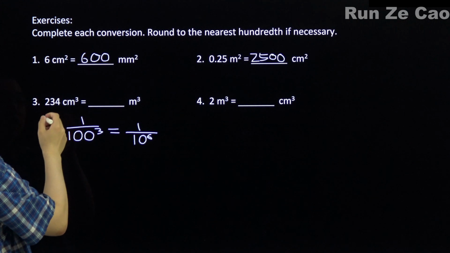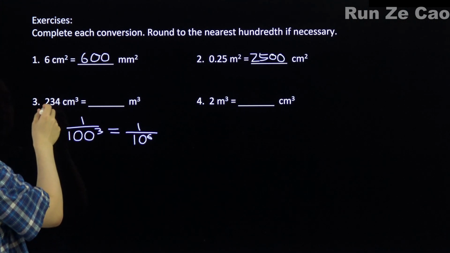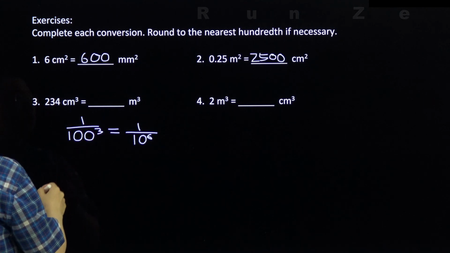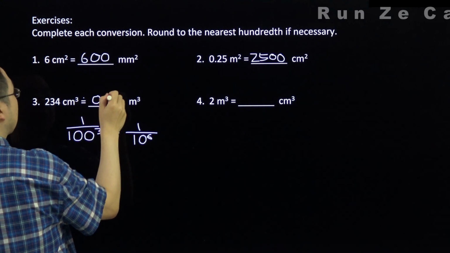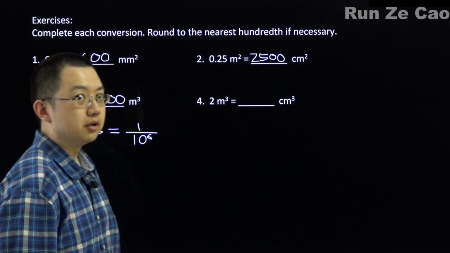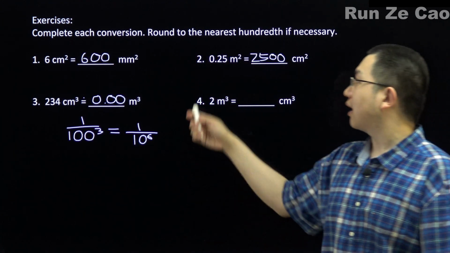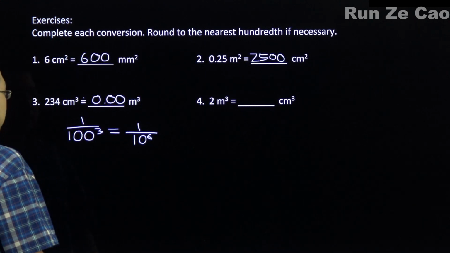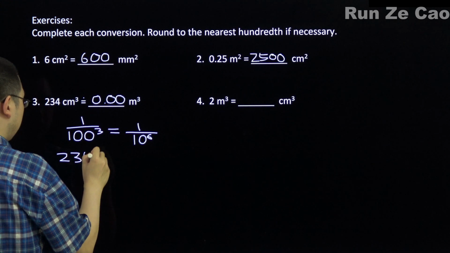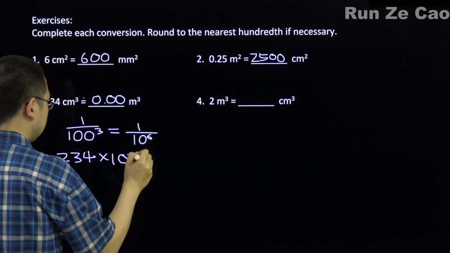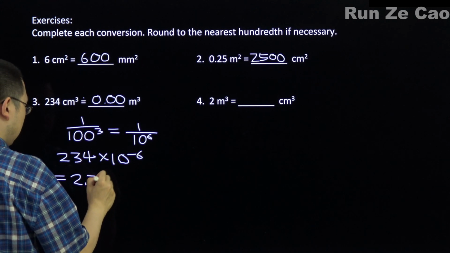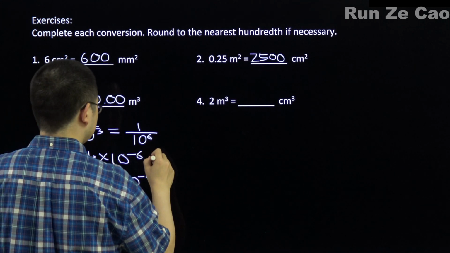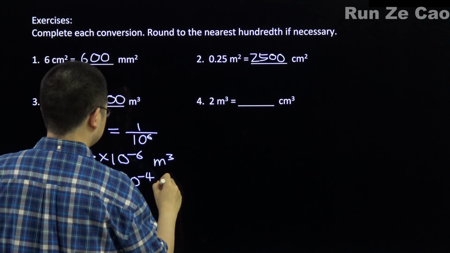In fact, if you divide by the first 100, you get 2.34. Okay, but then you divide by the second 100. Oh, the nearest hundredth is now 0.02. You divide by the third 100, it's gone. So it's approximately 0.00 meters cubed. This is why rounding is sometimes kind of inconvenient and why people like using scientific notation. 234 times 10 to the negative 6 is equal to 2.34 times 10 to the negative fourth. These are, of course, all in meters cubed.